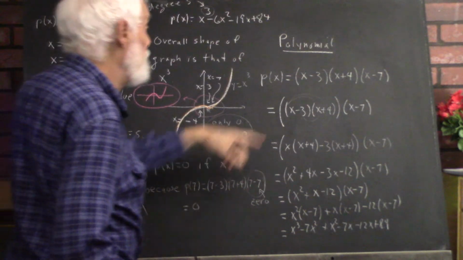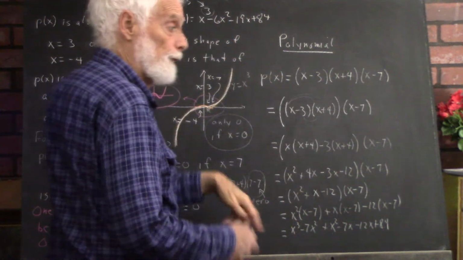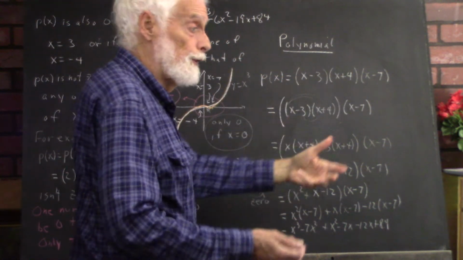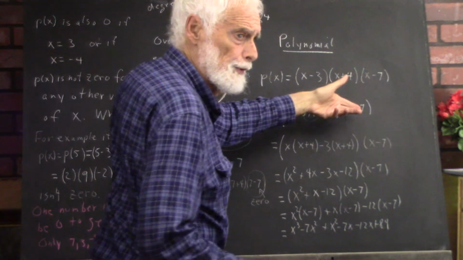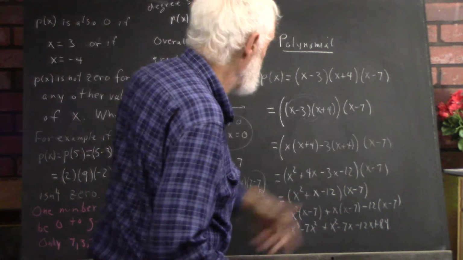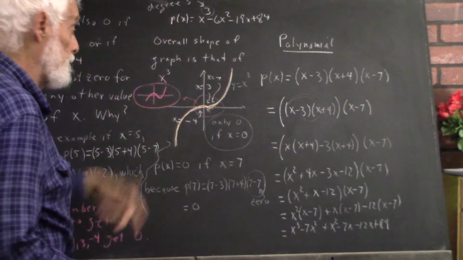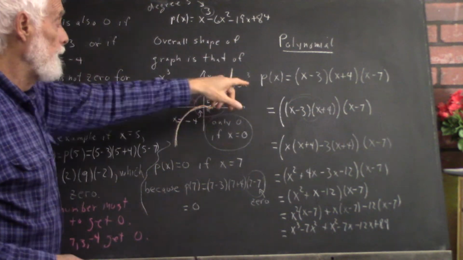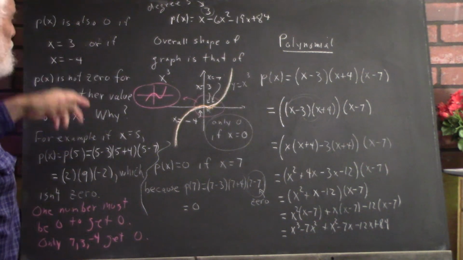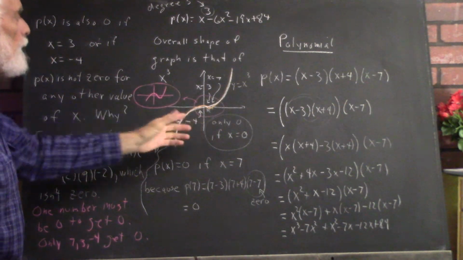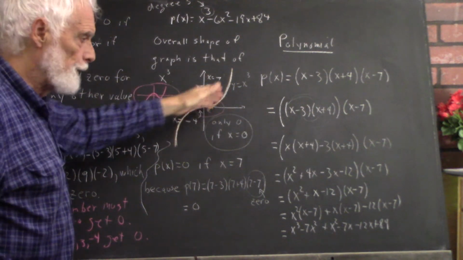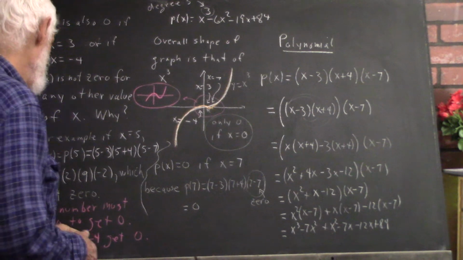That's right. The only way any of these numbers could be 0 is if x is 3 or -4 or 7. So when you multiply three numbers that aren't 0, you get a number that's not 0. So the only numbers that are going to give you zeros are these. That means the graph can't go through the x-axis at any other point.